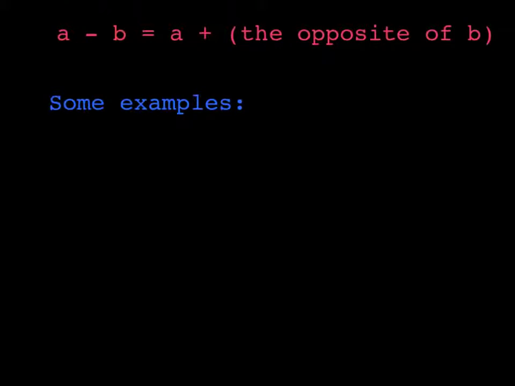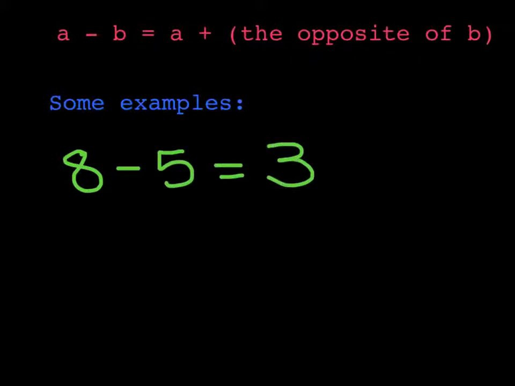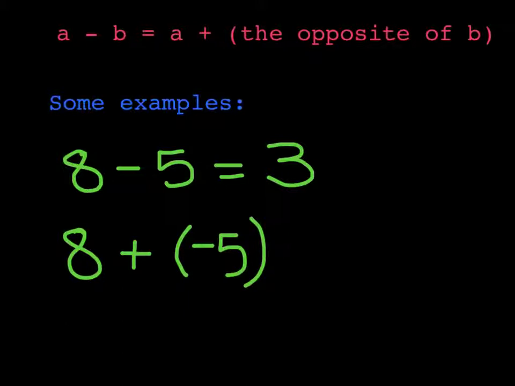Let's take a minute to look at some examples. We all know that 8 minus 5 is equal to 3. Based on the rule that I have written above, I could also state that 8 plus negative 5, negative 5 being the opposite of positive 5, is equal to 3. So what I've done here is I started with a subtraction problem and I rewrote it in the form of an addition problem.